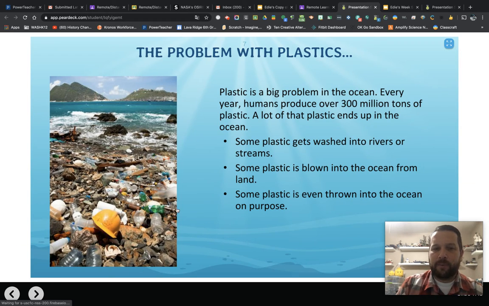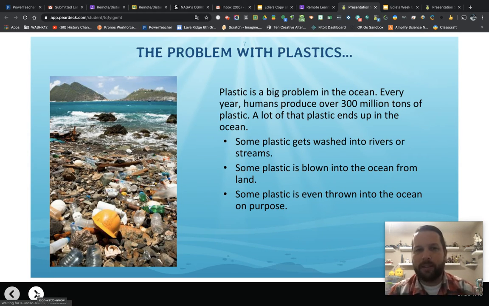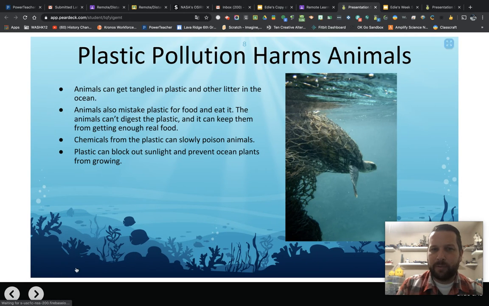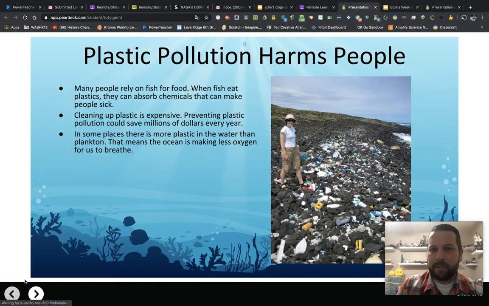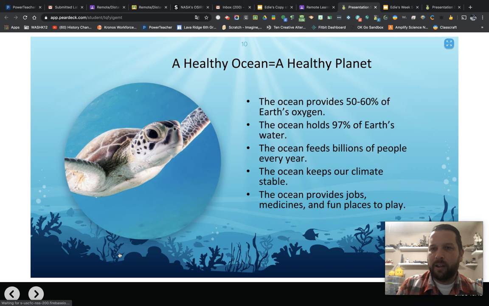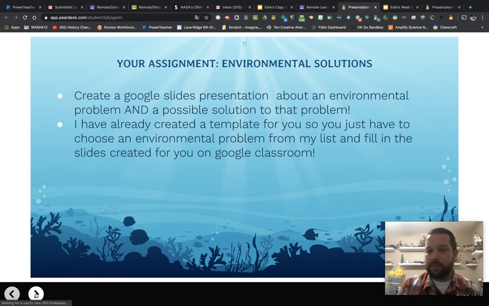The next thing on Wednesday, we're going to look specifically at one major problem, effect that we have had on the ocean, since we've kind of been looking at ocean ecosystems. Plastics is a major issue. And so the rest of the pages on this little slideshow will give you some information about plastic pollution and how it affects us and the ocean, why we should care about it. And then it gets to your assignment. So this is the first part of your assignment, just doing this Pear Deck slide.